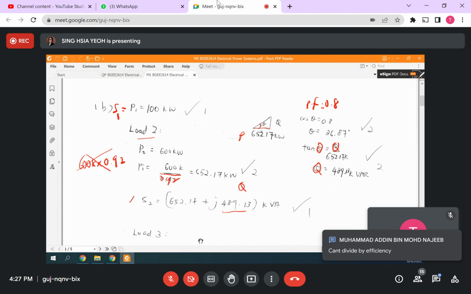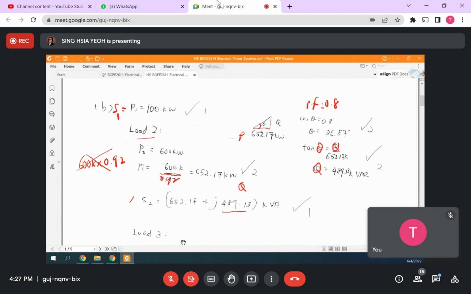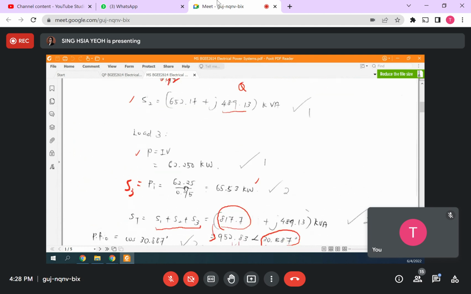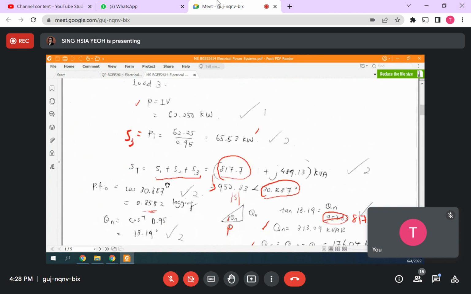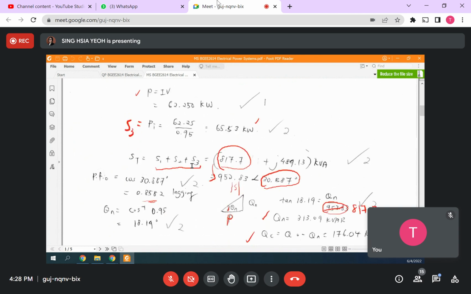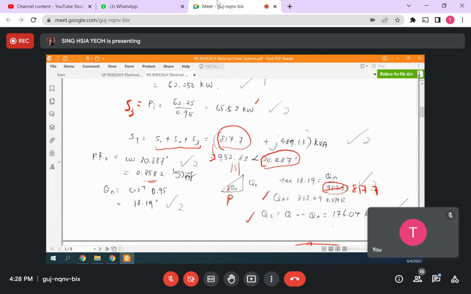And P only. If given S, you can get P and Q, right? It's not a problem to get P, right? Is it okay? Yeah, use power factor, then you can get P and Q. The rest of the answer, top 3, P divided by the power factor. Then you add S1, S2, S3 together. Then you get the power factor. Then continue as usual.